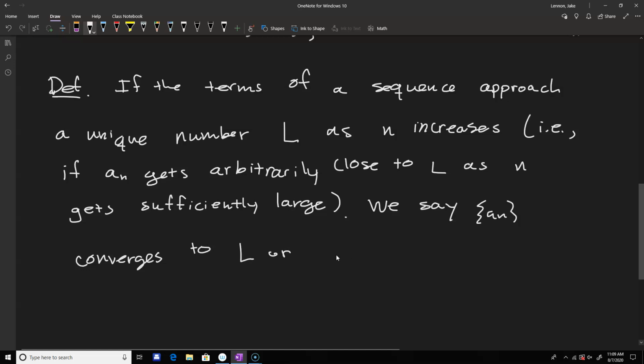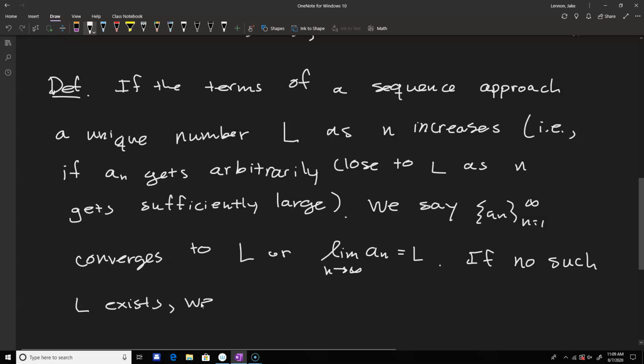Or the limit as n goes to infinity of a sub n is equal to L. So again, this is just from n equals 1 to infinity, the sequence. If no such number exists, or no such L exists, we say that the terms of the sequence don't converge, or we say the sequence diverges.